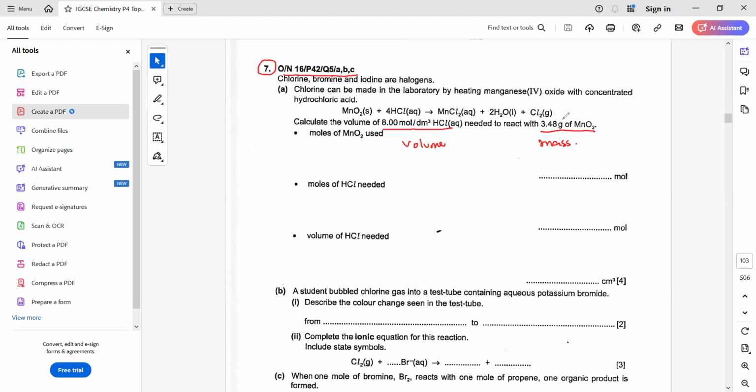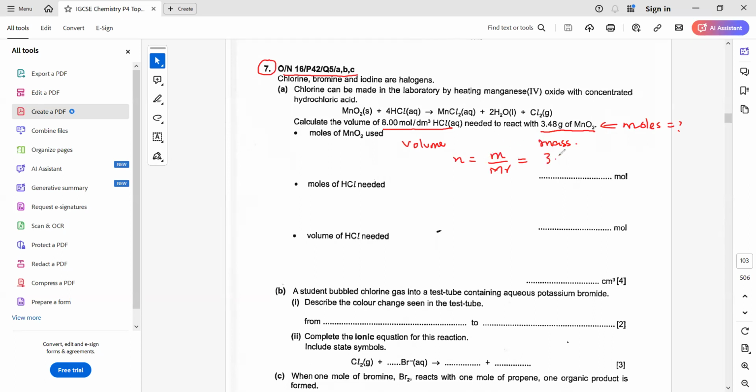So do we have any formula for calculating moles from mass? We just used that. That was number of moles equal mass over Mr. So we'll come to this part of calculating volume later on. First, we have to find out the moles.